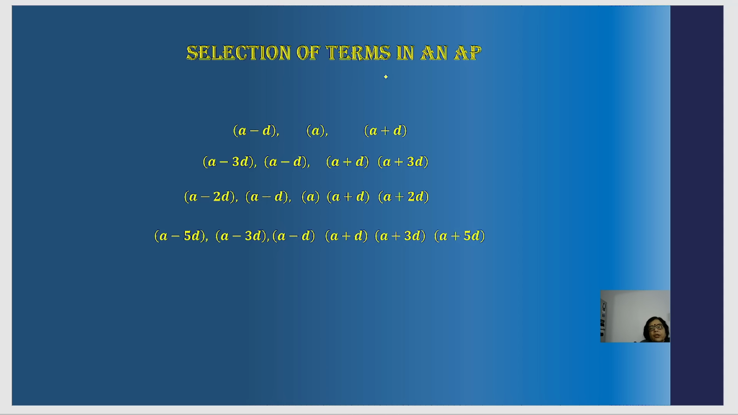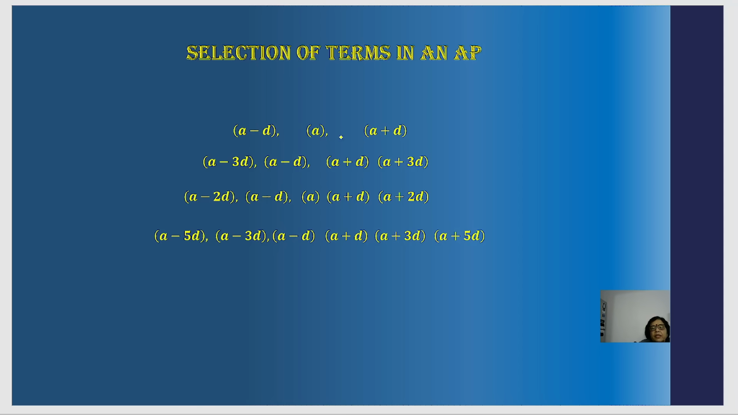Next is selection of terms in an AP. Now sometimes we get certain types of questions where we need to select a particular type of terms so that it makes our work very easy. Of course, all these sums that we will be discussing can be done with the simple way of writing the first term as a, second term as a plus d and so on.